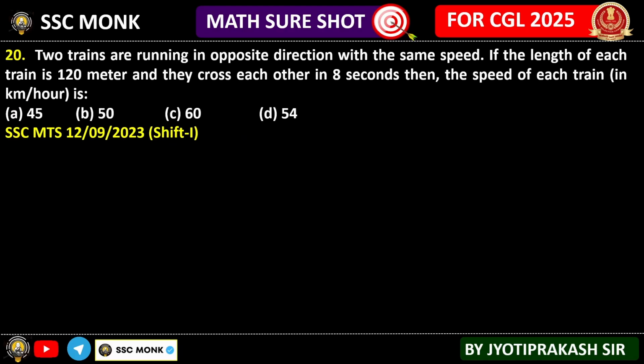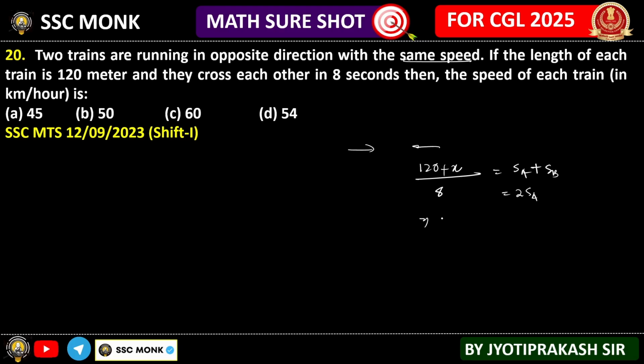Next, two trains are running in opposite direction with the same speed. If the length of each train is 120 meter and they cross each other in 8 seconds, then the speed of each train is what? See, opposite direction, total distance 120 plus x, this is the length of the second train, in 8 seconds. Yes or no? Is equal to speed of train A plus speed of train B, but both the speeds are equal. So this can be written as 2 into speed of train A.